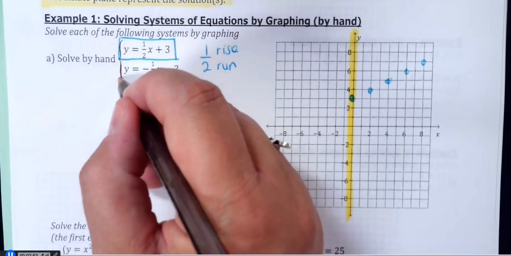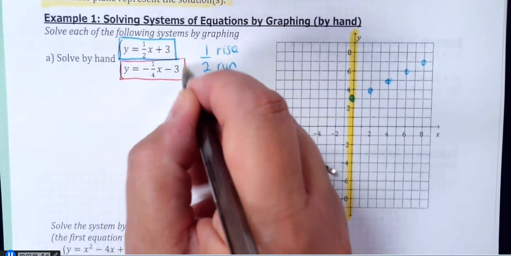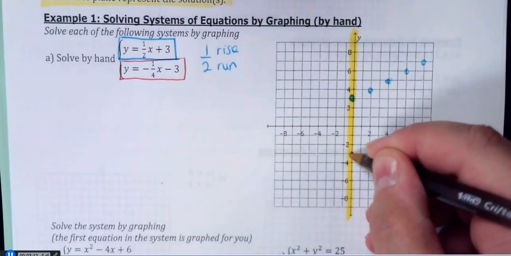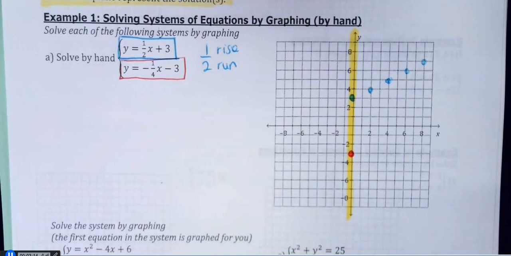Okay, now, how would you graph the second equation in the system? That's -1/4 x minus 3. Where would you start that? And then this one has a negative slope, so how would you find another point? Like, where would you start it on the y-axis? What do you think? Okay. Yeah, good. All right, now, how would you find another point?